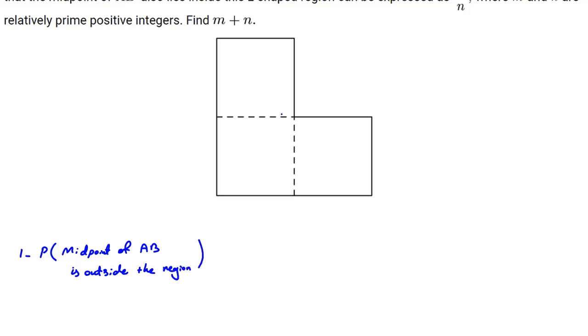So it means what? A and B should be in what places? If A and B are in these places, it's good. If one of them is here, it's good, because the midpoint is always in the region. So the only possible case is one of them here, one of them here, that AB is bad.